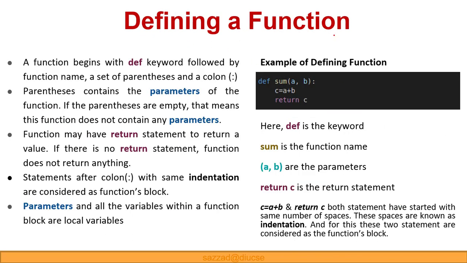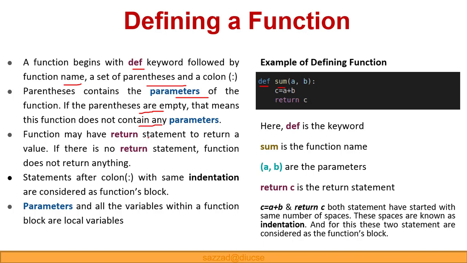Declaring or defining a function. A function begins with the def keyword followed by the function name, a set of parentheses and a colon. As you can see from the example, first comes the def keyword and then the function name followed by the parentheses, then the colon, and inside the parentheses we put the parameters. So parentheses contain the parameters of the function. If the parentheses are empty, then that means the function does not contain any parameters. So we can also have a function without any parameters.